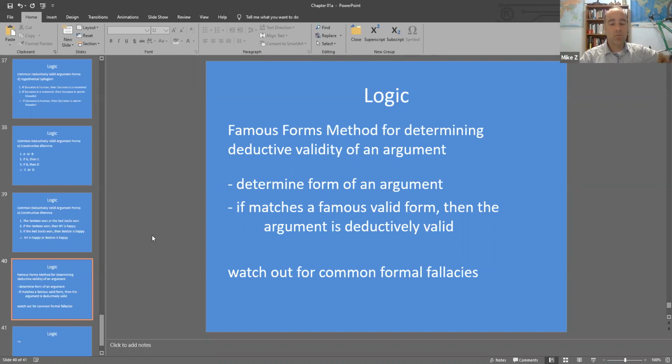Okay, so one of the things you need to watch out for when doing this is what are called formal fallacies. That is, argument forms that look a lot like one of the famous deductively valid argument forms, but there's something a little bit wrong. There's something off about it. And so it turns out that the argument form is deductively invalid, but it can fool us because it looks so much like one of the deductively valid argument forms that we're fooled into thinking that it is deductively valid, but it turns out not to be.